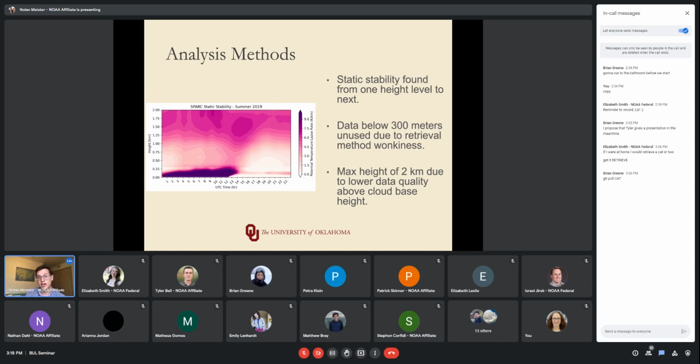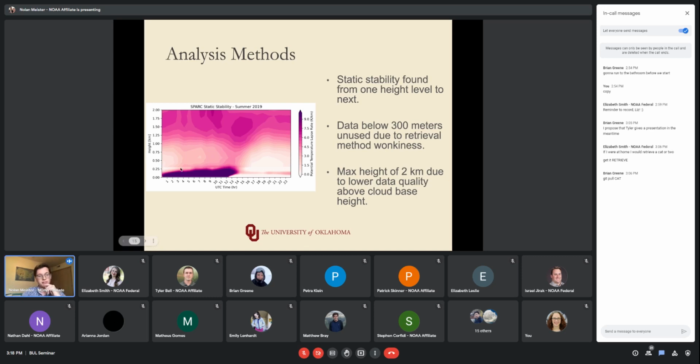First, I want to note that I took static stability for the composites from one height level to another. So there wasn't any running average. This is just instantaneous static stability from one bin to the next. And you'll also note when you look at them that they go on the y-axis from 300 meters to 2 kilometers, which might seem kind of weird.